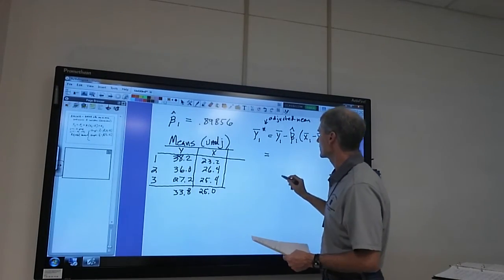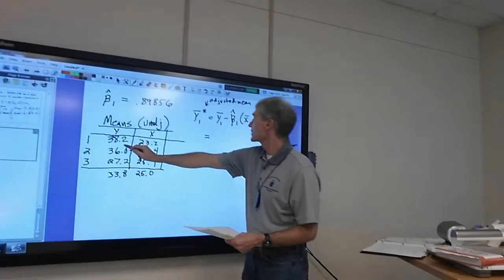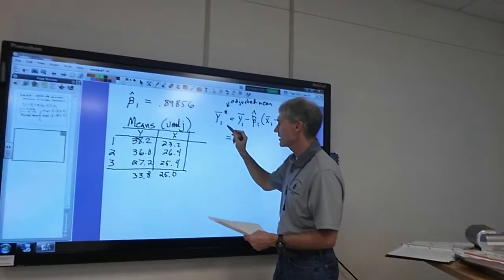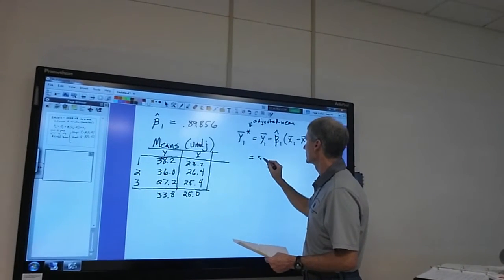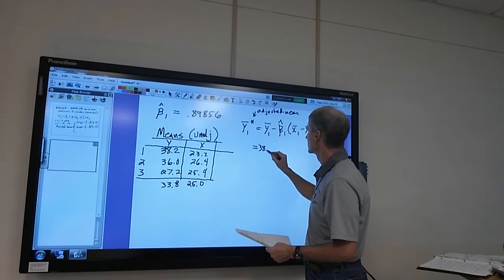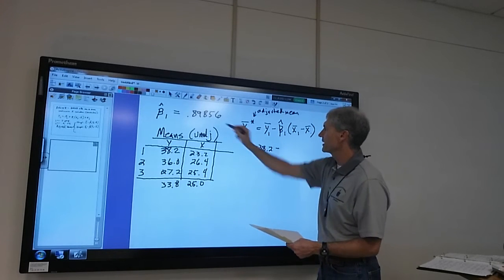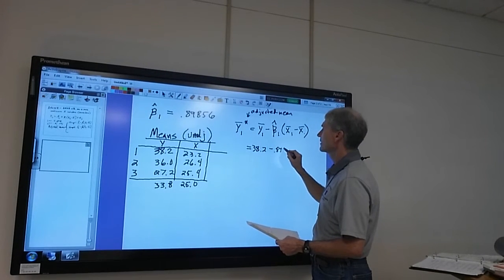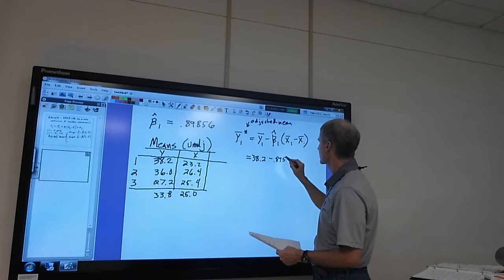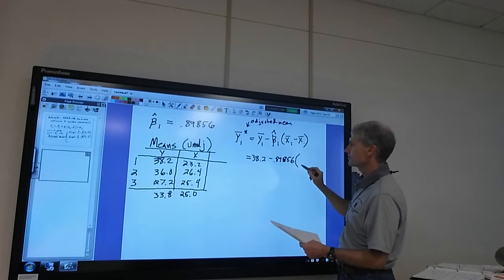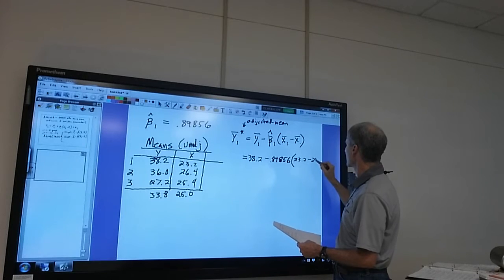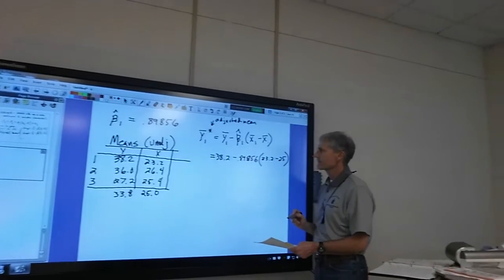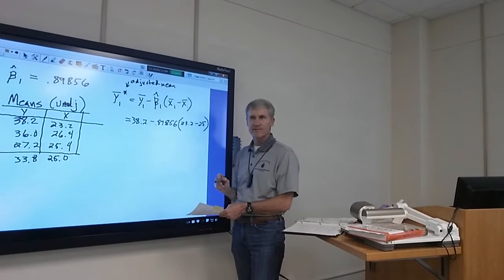For group 1, the adjusted mean should be its raw y mean, 38.2, minus beta, which is 0.89856, times 23.2 minus 25. Everybody following me? So do that on your calculator.